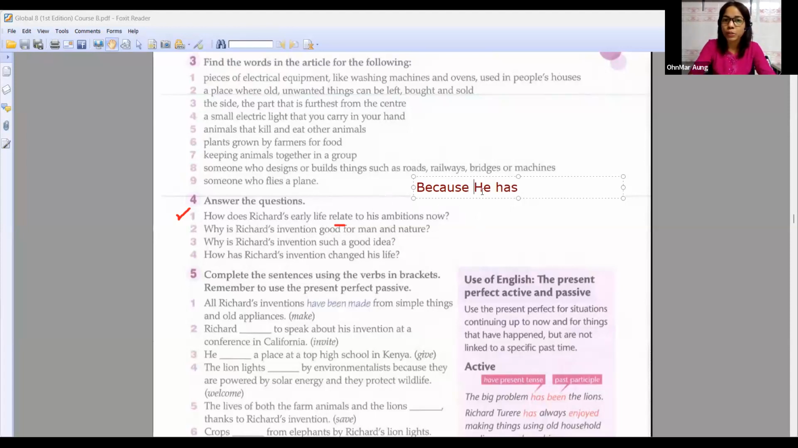Sometimes for how, you can use because. Because he has always enjoyed making things using old household appliances and machines. You can see that. And he wants to be an engineer and a pilot. You can join with "and". Ambitions means want to be, right? He wants to be.